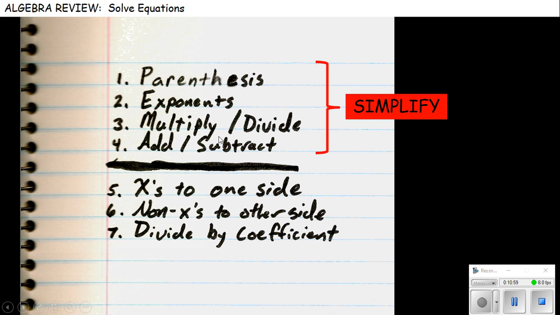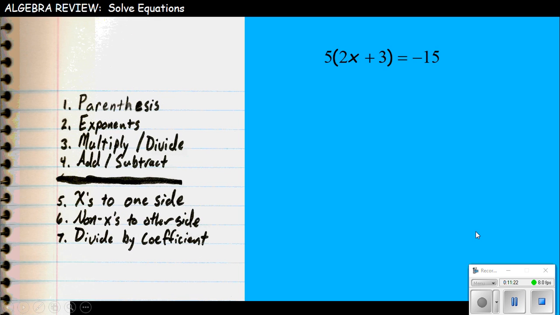We'll simplify with these 4 steps first, and then we take the other 3 steps, which are our solving steps. We move the x's in the equation to one side of the equal sign. Anything that doesn't have an x goes to the other side of the equal sign. And our last step is usually dividing by the coefficient. Now, this doesn't work for every problem, but for probably about 95% of the problems you'll run into, this is what we can use to solve. So here's an example of a problem that's going to require several steps. So you can go through this as a checklist.